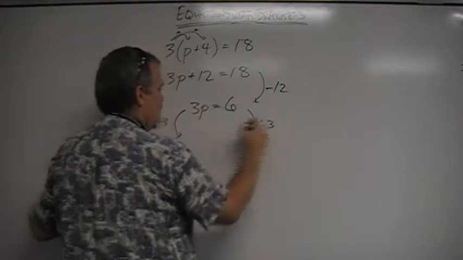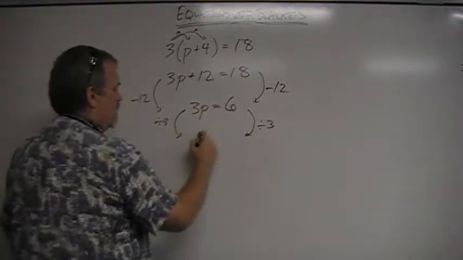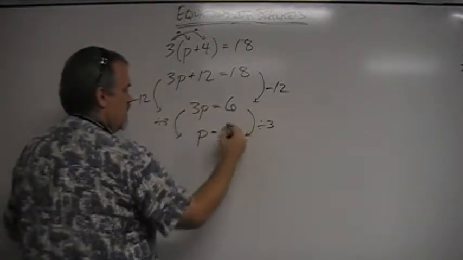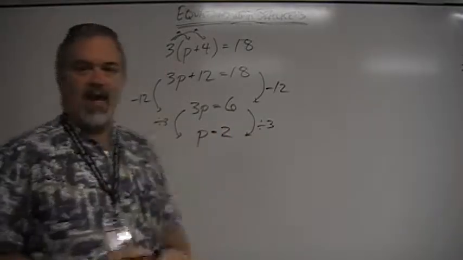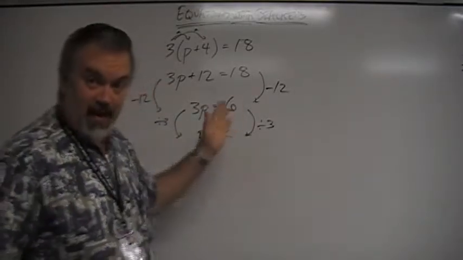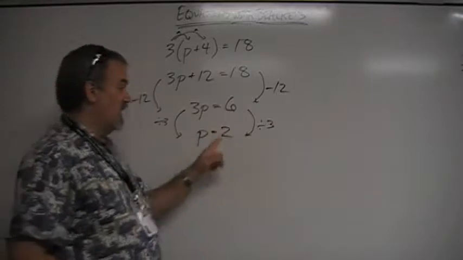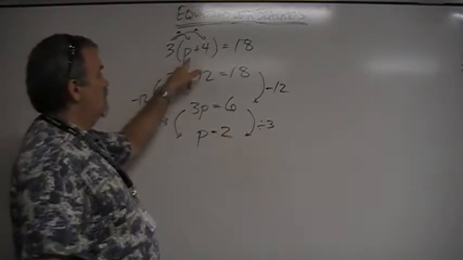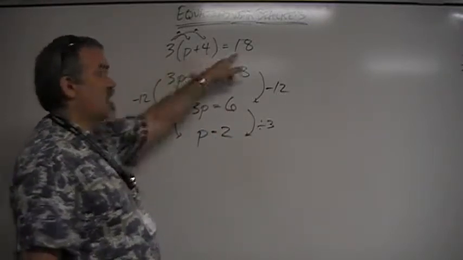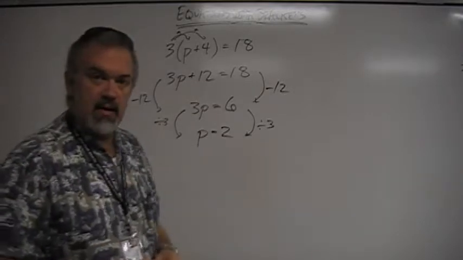Divide by 3. 3p divided by 3 is just p. 6 divided by 3 is 2. And I have my answer, p equals 2. You can always put that back in at the top to make sure. Check. Put in 2. 2 plus 4 is 6 times 3, 18. We've done it right. Okay?